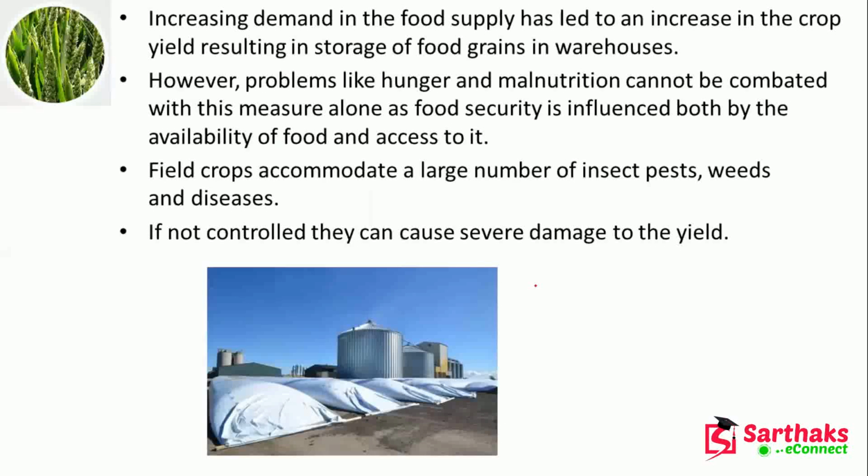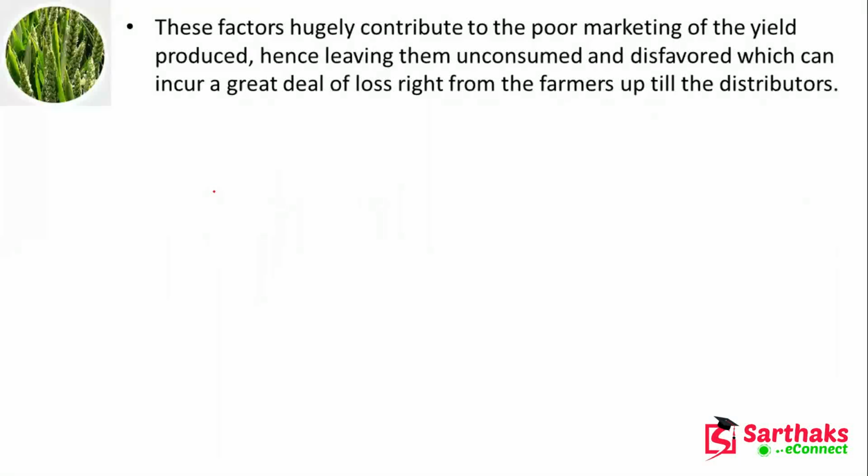Now, if demand is very high, and we require food supply, at that time the storage or warehouses will be required, and problems like hunger and malnutrition cannot be combated with this measure alone, as food security is influenced both by the availability of the food and access to it. So, if not controlled, then it causes severe damage to the yield. Field crops accommodate a large number of insect pests, weeds, and diseases that should be controlled. Things we have to keep in our mind, and these factors hugely contribute to the poor marketing of the produce.